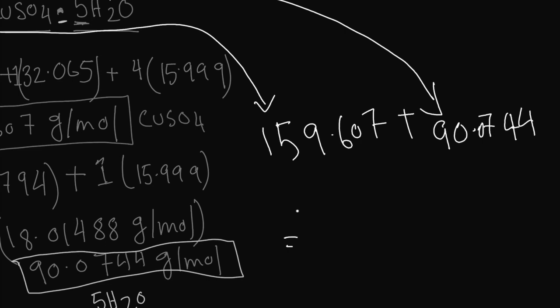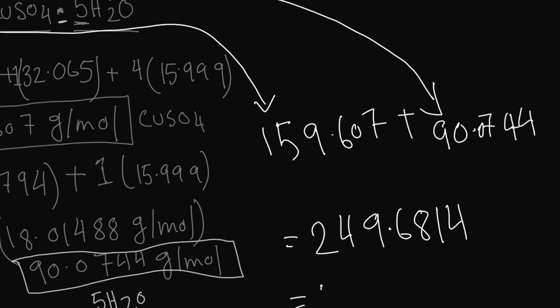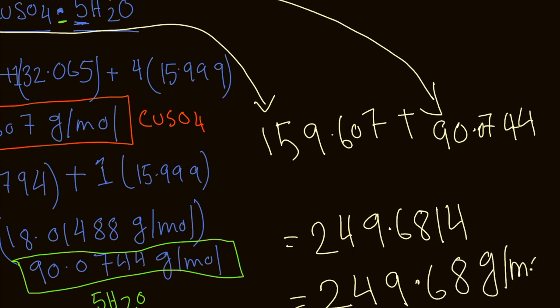So after adding 90.0744 plus 159.607, you will get 249.6814. So we are just going to round this to 2 decimal places. Okay, then we get 249.68 grams per mole. So this is the molecular weight or the molar mass for copper 2 sulfate pentahydrate.